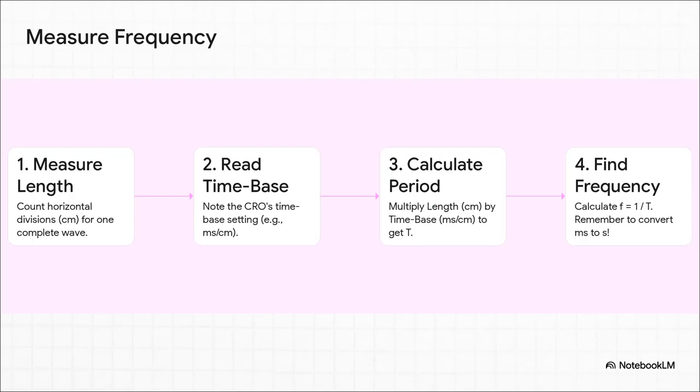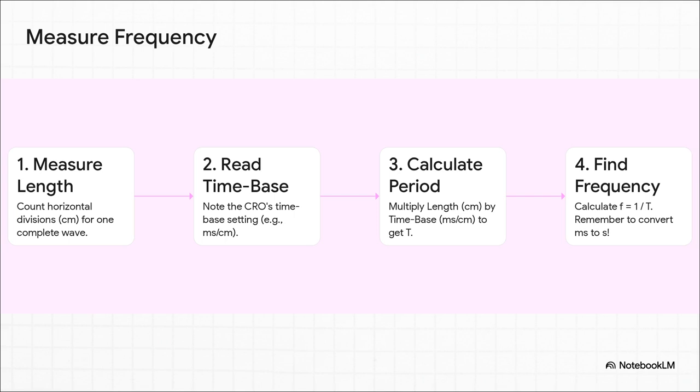And measuring the frequency with a CRO is actually a really straightforward 4-step recipe. Step 1, look at the screen and count how many horizontal grid squares it takes for the wave to make one full cycle. Step 2, check the time-based knob on the machine. It tells you how many milliseconds each one of those squares is worth.